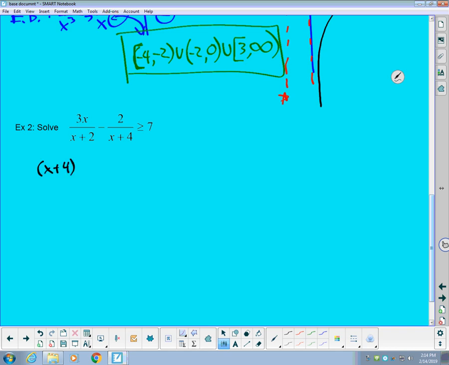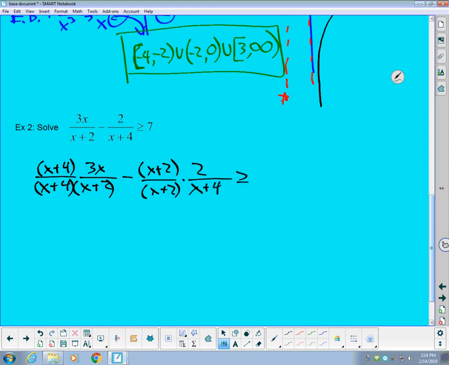So I'm going to have to multiply x plus 4 over x plus 4 times the 3x over x plus 2, minus, this one needs an x plus 2 times 2 over x plus 4, and this is going to need both of them, the x plus 2 and the x plus 4 over x plus 2, x plus 4.